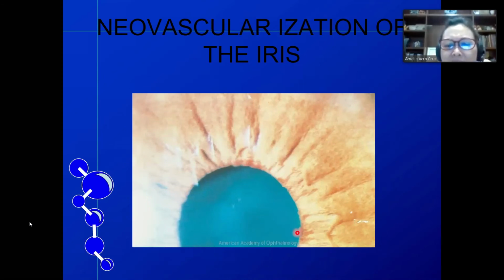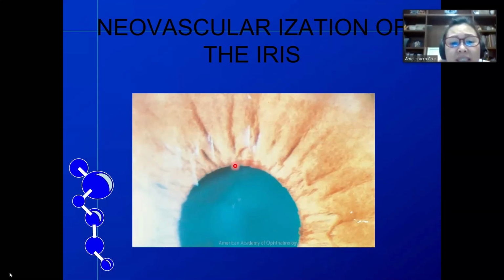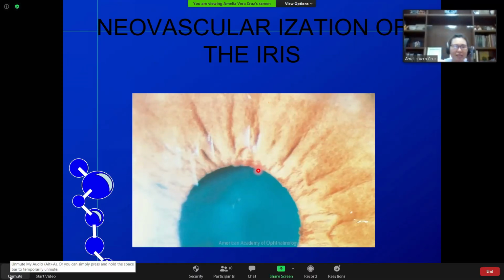Neovascular. Bakit wala akong makita dito? Rubeosis. This is not clear. Kasi ito, foreigner's eyes. Rubeosis in a foreigner's eye will usually appear parang hyperpigmentation. Pero actually, if you will look at that in the biomicroscope, they will appear as small blood vessels. Yan.